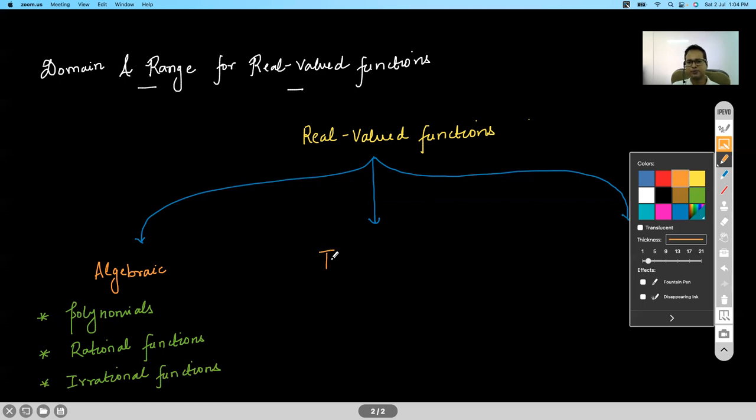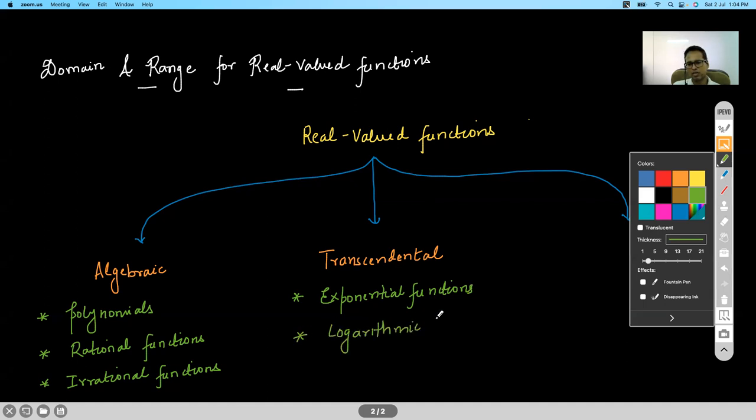Next, we are going to take up transcendental functions. So what are transcendental functions? Non-algebraic functions are called transcendental functions. So we are also going to touch upon domain and range for certain transcendental functions. What are they? Exponential functions. You must be aware of this function, because if you have attended the bridge course, we had briefly talked about exponential functions also. We'll be talking about logarithmic functions.